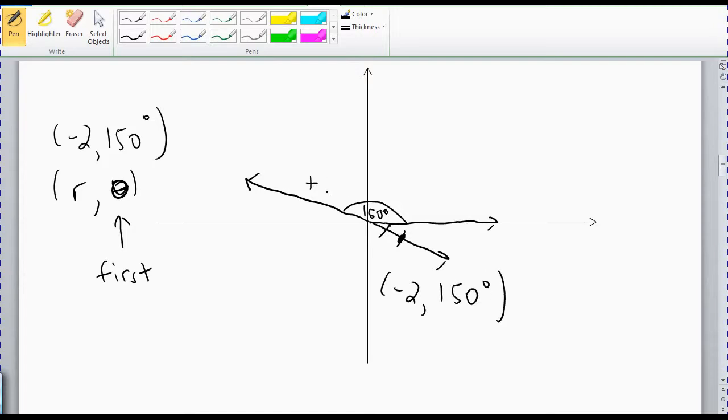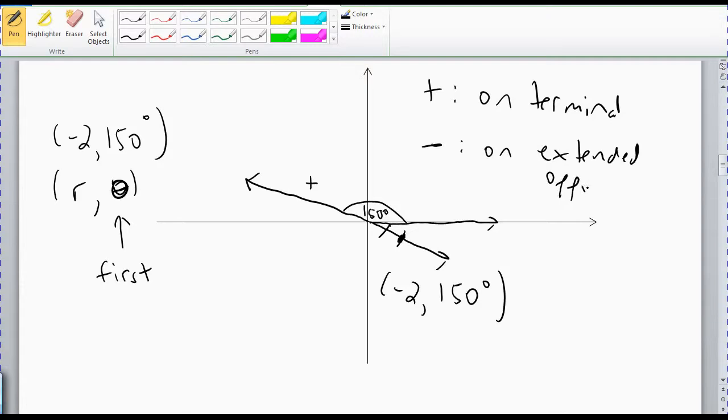So it's like you draw a 150 degree angle. If r is positive, I'll mark it on this terminal side. If it's not, I extend it and mark it on the opposite side. So positive is on the terminal side. Negative is on the extended opposite side of the terminal. Something like that.